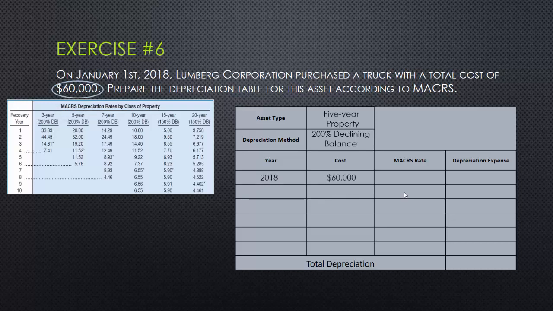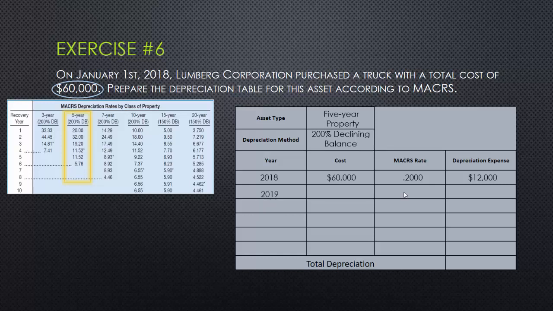Well, let's multiply it by the MACRS rate. And the MACRS rate, according to our information in recovery year 1, was 20%. So let's multiply that 60,000 by 0.2000. And if we do so, we're going to record $12,000 worth of depreciation during year 1.